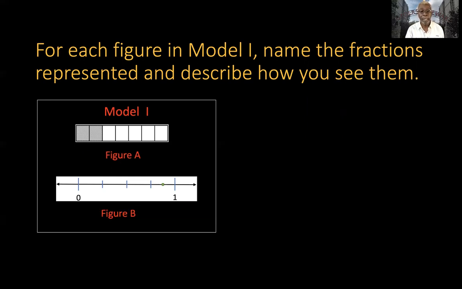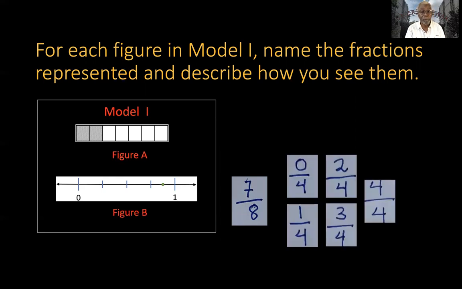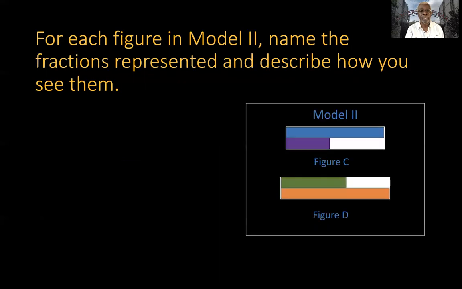In figure B, the green point, which exists halfway between the fourth and fifth tick marks on the line, represents the fraction 7/8. But also figure B can be used to represent any one of these other fractions, for example.